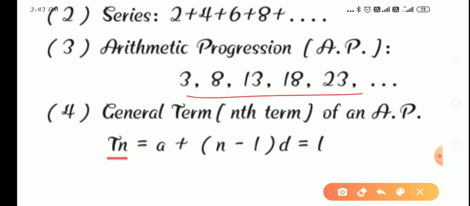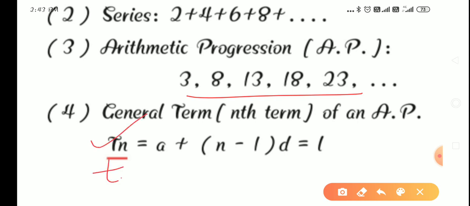So for the 20th term, if you go by the rule, you find 3 plus 5 is 8, 8 plus 5 is 13, 13 plus 5 is 18, 18 plus 5 is 23, 23 plus 5 is 28, 28 plus 5 is 33. Like this you will take too much time to find the 20th term. So what will you do? You will apply this general term formula and easily you can find it.